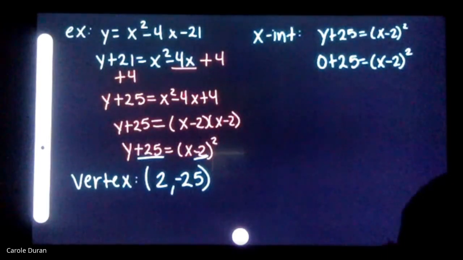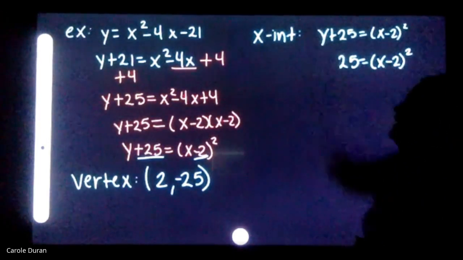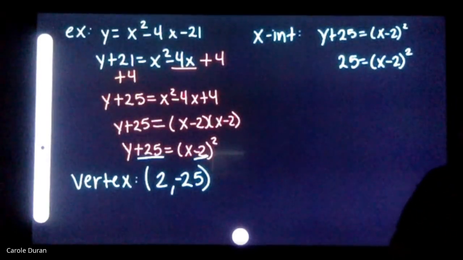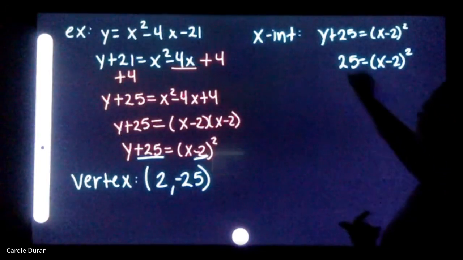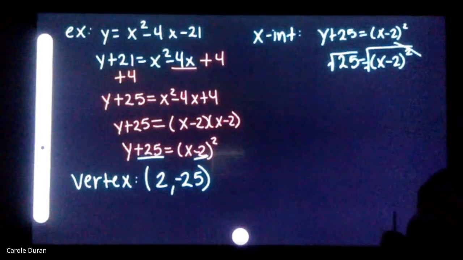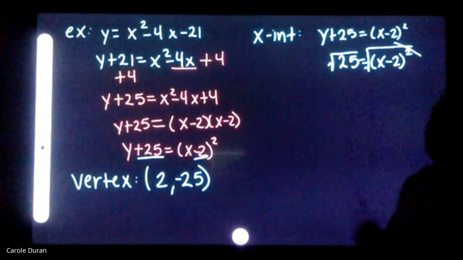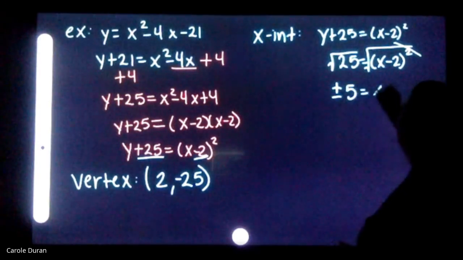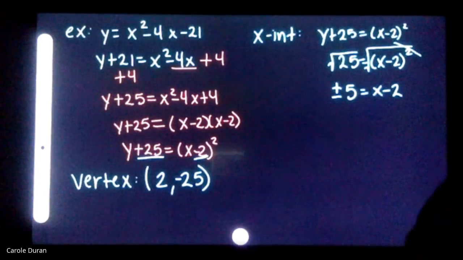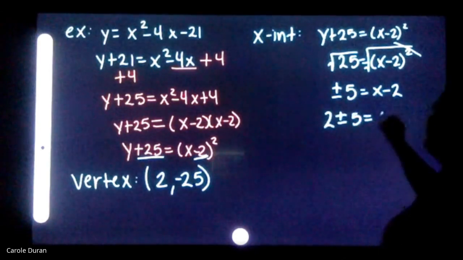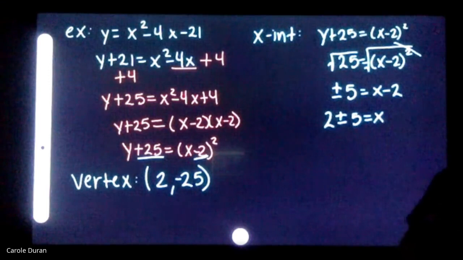So on the left-hand side, 0 plus 25 is just 25. So I have 25 equals the quantity x minus 2 squared. I would like to solve for x, so I need to square root both sides. A square root and a square cancel each other out, which leaves me with the square root of 25 on the left-hand side. We have to do the positive and the negative versions. So I have plus or minus 5 equals x minus 2. I'm going to go ahead and add the 2 over. So I get x is equal to 2 plus and minus 5.